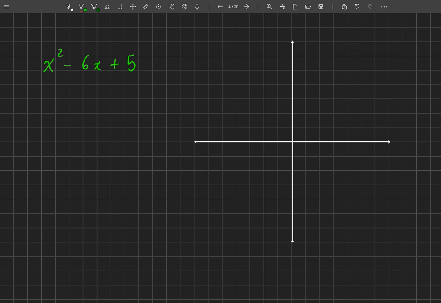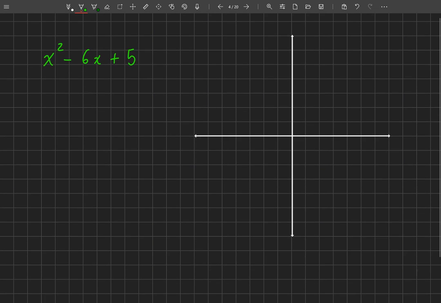Okay, that should work. All right, I suggest pausing the video, trying it, see if you can graph it, and then come back and I'll work through it for you. All right, so the idea is we're going to demand that this is equal to 0, which means I'm looking for x-intercepts or roots. How do I do that?